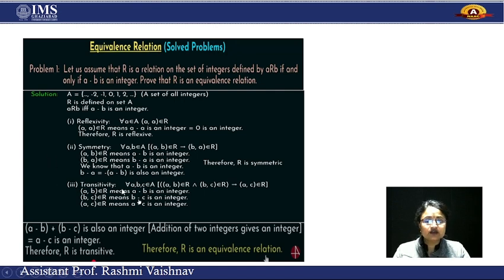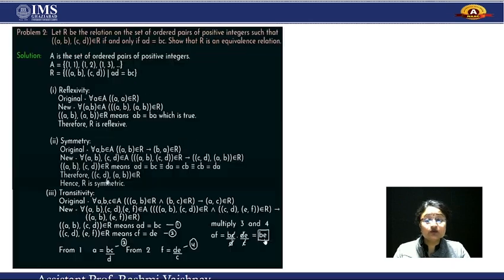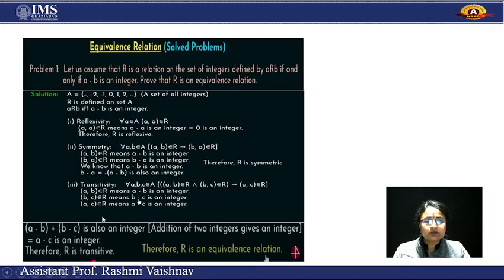So hence we can conclude that this A minus B in integer is the characteristic which also satisfies the symmetric property. Now, let's move to the transitive. Transitive property, what does it say? In transitive, let's take three elements simultaneously.